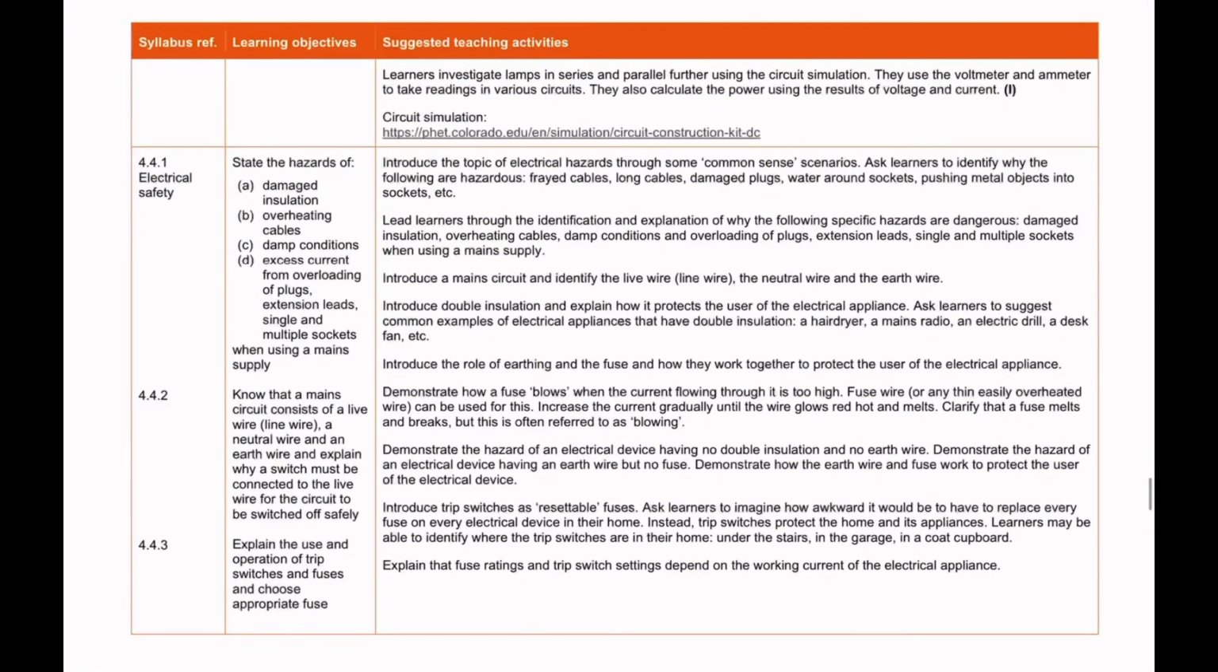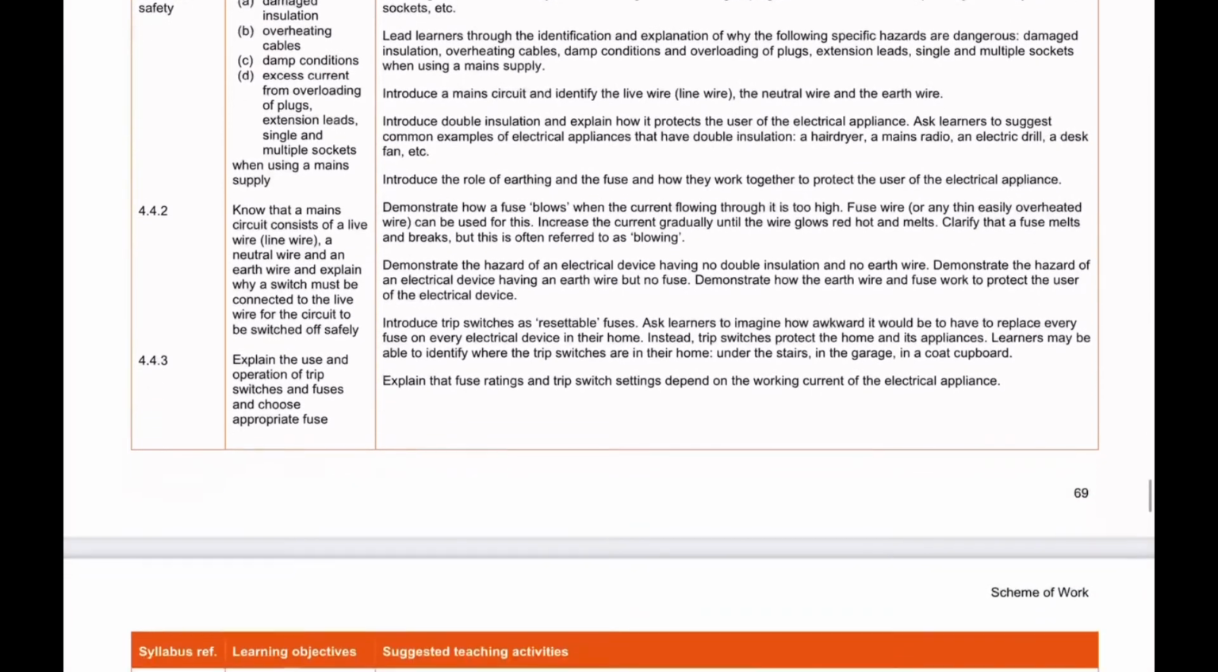Key concept 4.4.1 Electrical safety. Learning objectives. State the hazards of: A, damaged insulation; B, overheating cables; C, damp conditions; D, excess current from overload of plugs, extension leads, and single and multiple sockets when using a mains supply. Know that a mains circuit consists of a live wire, a neutral wire, and an earth wire, and explain why a switch must be connected to the live wire of the circuit to be switched off safely.